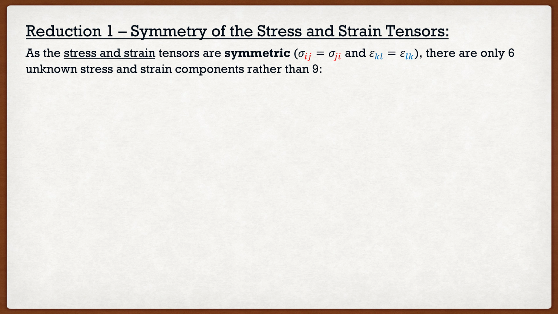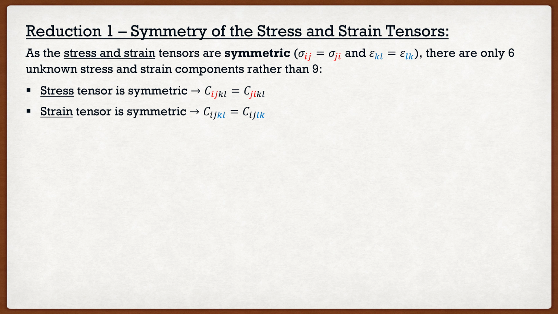However, since we have symmetry, we know that we don't actually have 9 components, but only 6. Now this plays an influence in our stiffness matrix C. Because if we look at the first two indices of our C matrix, we had ij, and because our stress tensor is symmetric, that's the same as ji. And the same thing goes for our strain tensor. We know that the last two indices, kl, are going to be the same as lk.